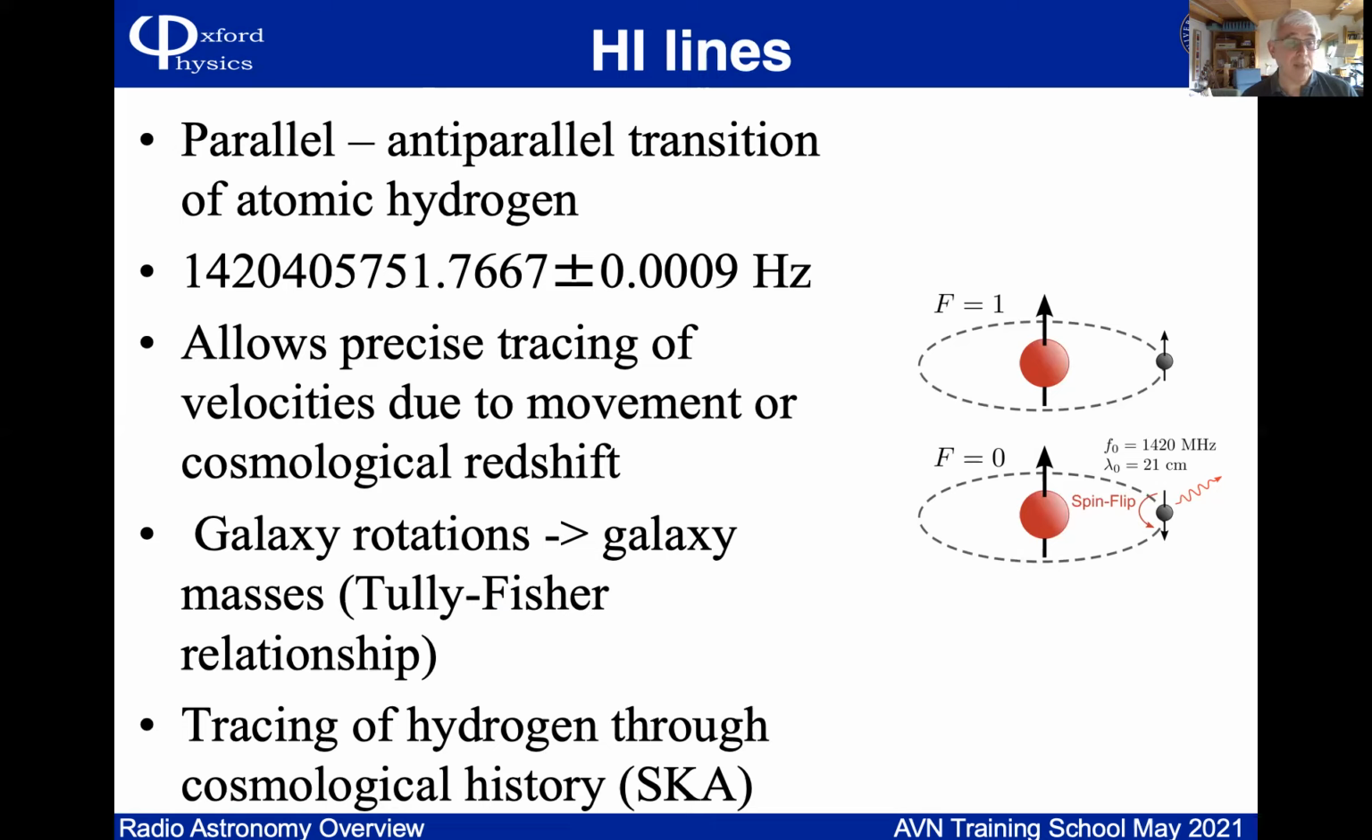And then we can also use hydrogen to trace the evolution of the universe, because it's emitted throughout time, and as you're looking further back in time in the cosmic history of the universe, the H1 line is redshifted, and so the frequency that it's redshifted to tells you exactly how far back you're looking. And this is one of the big motivations for building the SKA, amongst other big projects.